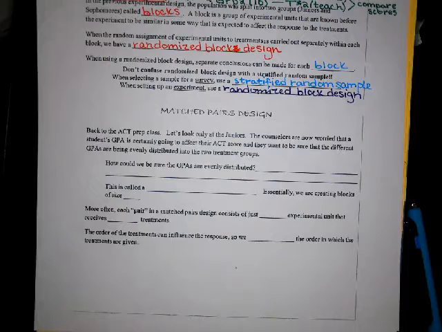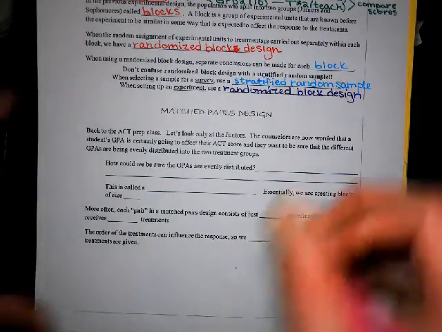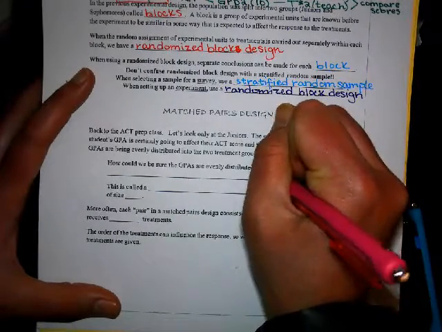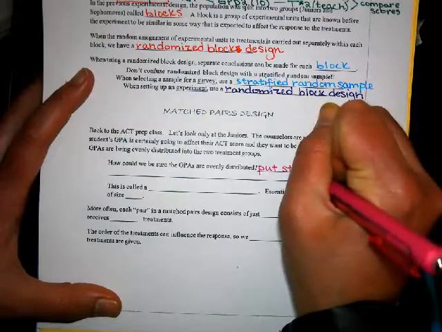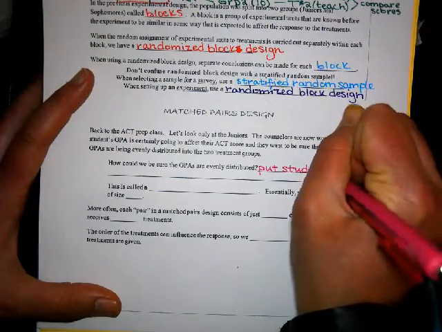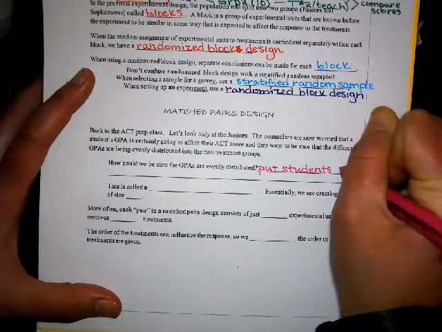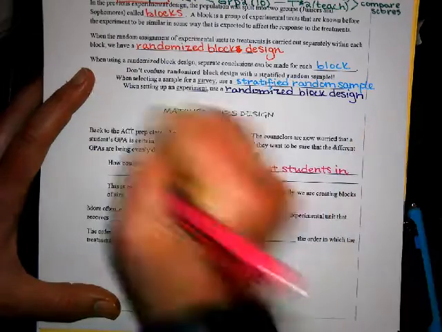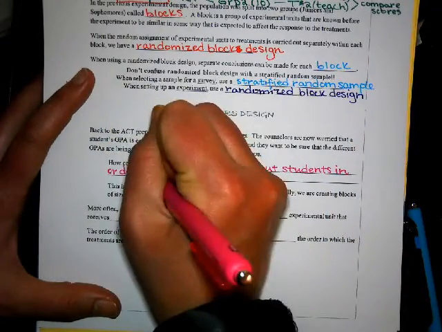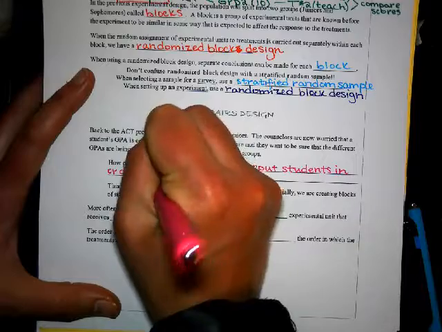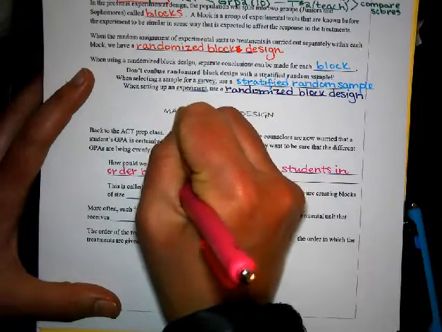We can put the students in order by their GPA and then alternate the groups they go into. And it doesn't matter whether you put the highest GPA at the top of the list or the lowest GPA at the top of the list, as long as they're in order. And then just alternate which group they go into.